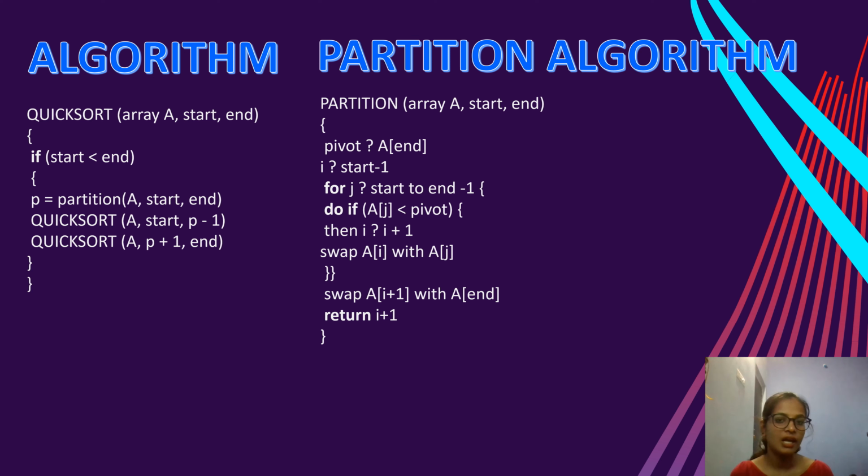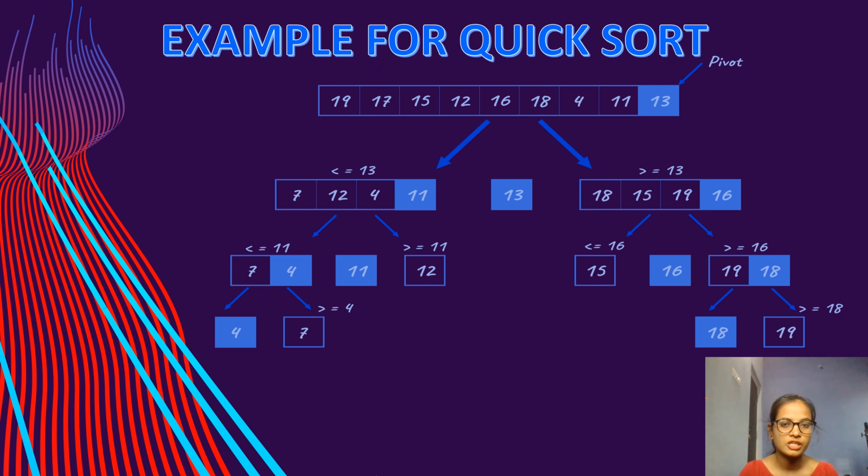The logic of the partition algorithm is very simple. We start from the leftmost element and keep track of the index of smaller or equal elements as i. While traversing, if we find a smaller element, we swap the current element with array of i, otherwise we ignore the current element.